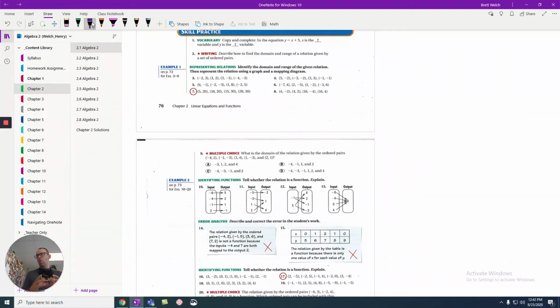Hey everybody, this is some homework help with 2.1 from Algebra 2. We're just going to go through and I'm going to demo or give you an example of what my expectations are for each of these and help you understand what we're dealing with there.